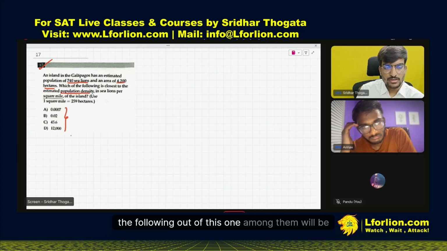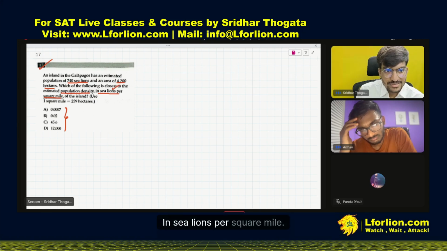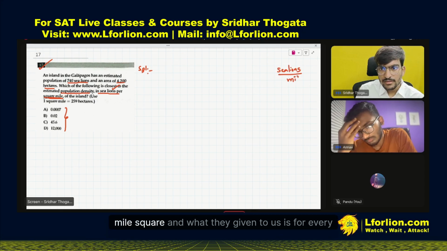Out of the options, one will be the closest population density in sea lions per square mile. What does it mean? The answer they are expecting is in sea lions per mile square.